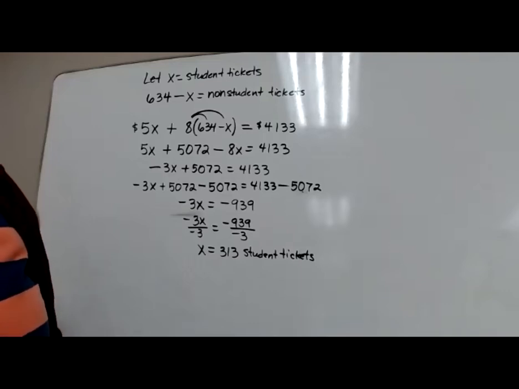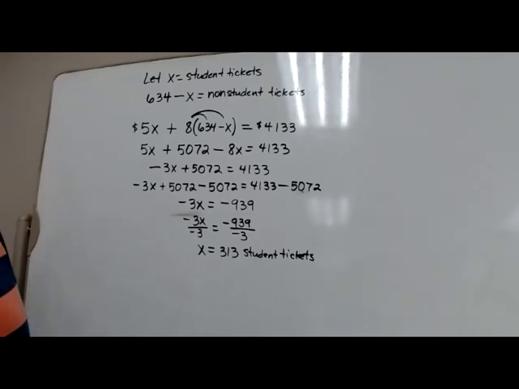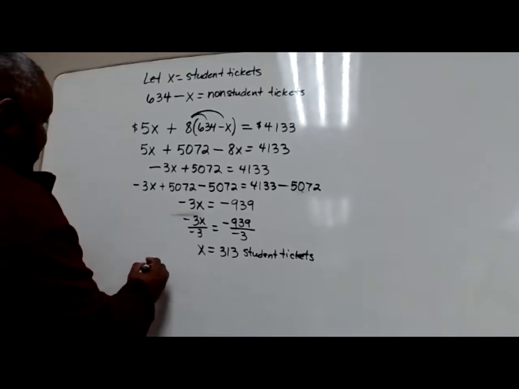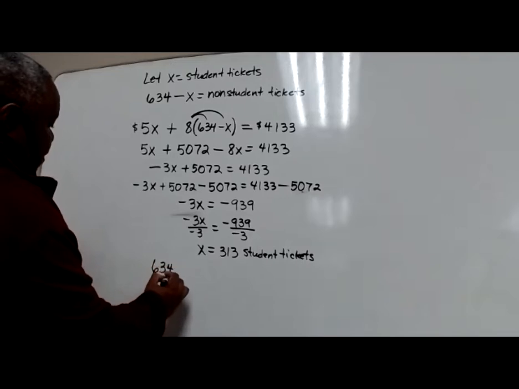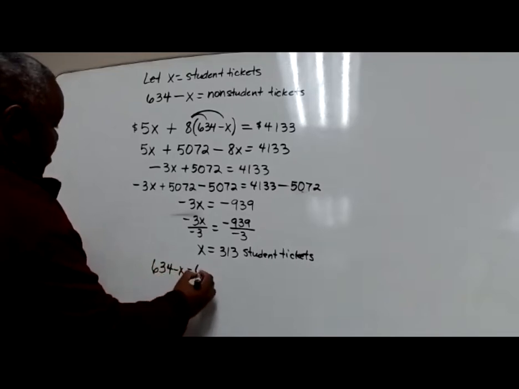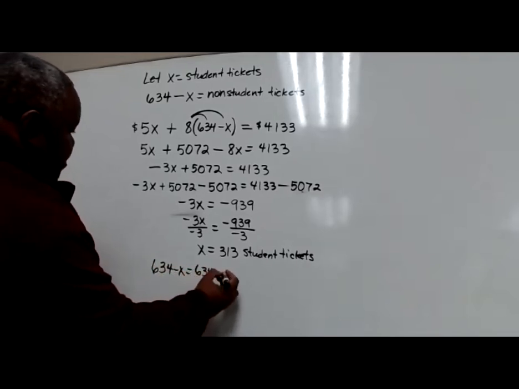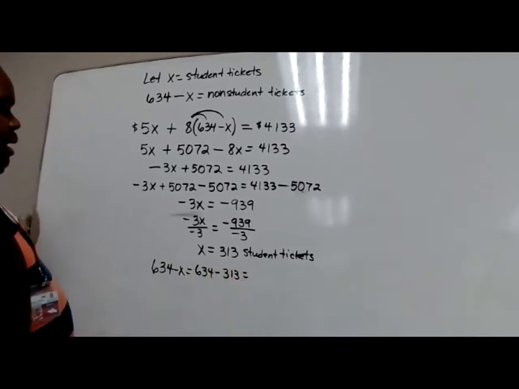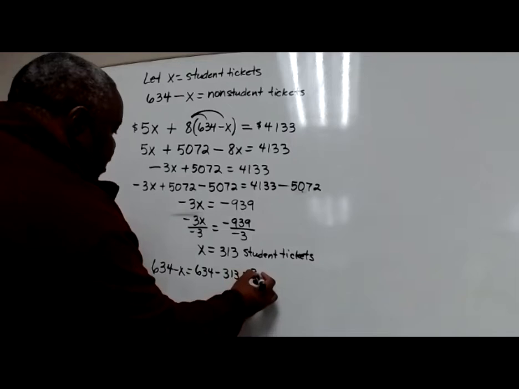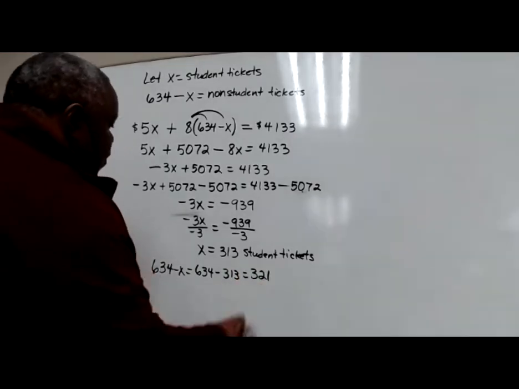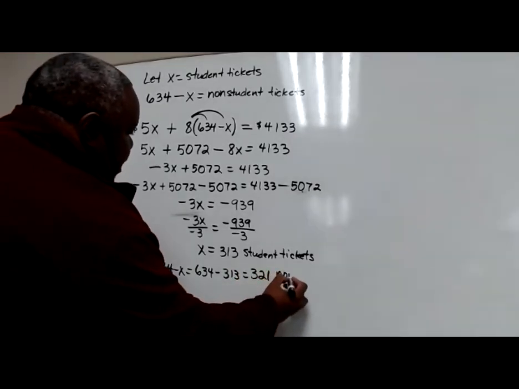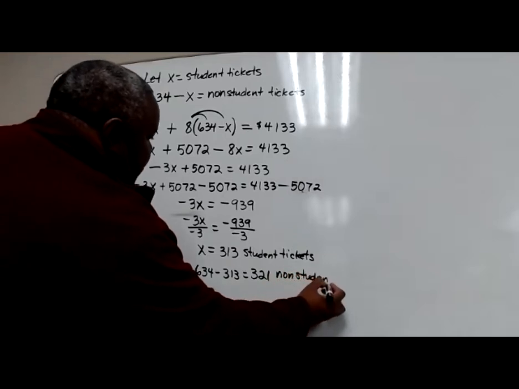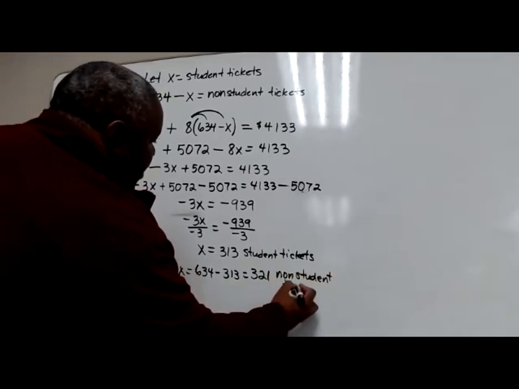Now, let's say they wanted the number of non-student tickets. Well, non-student tickets is represented by 634 minus x. So that means I have to do 634 minus the number of student tickets, which is 313. And that would be 321. And that 321 represents a number of non-student tickets.